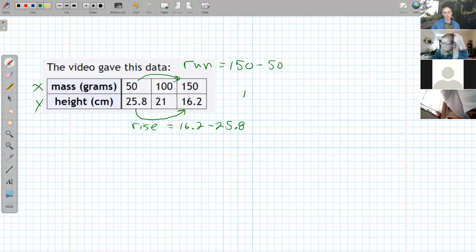And if we put that all together as a slope, remember the y stuff has to go on the top. So I was believing my y's were those heights because I picked a weight. That's my independent pick. And then the weight made some distance on the ruler. So independent, dependent variable. So 16.2 minus 25.8. And then we have to divide that by 150 minus 50.